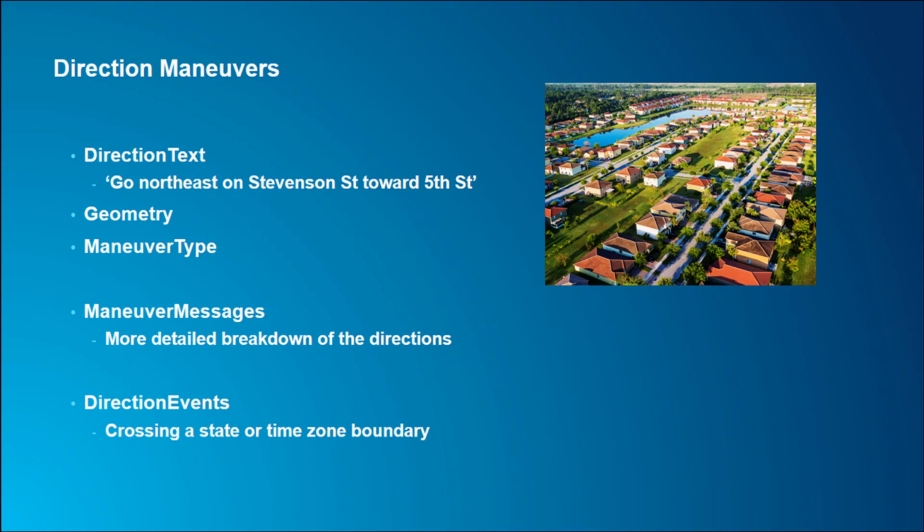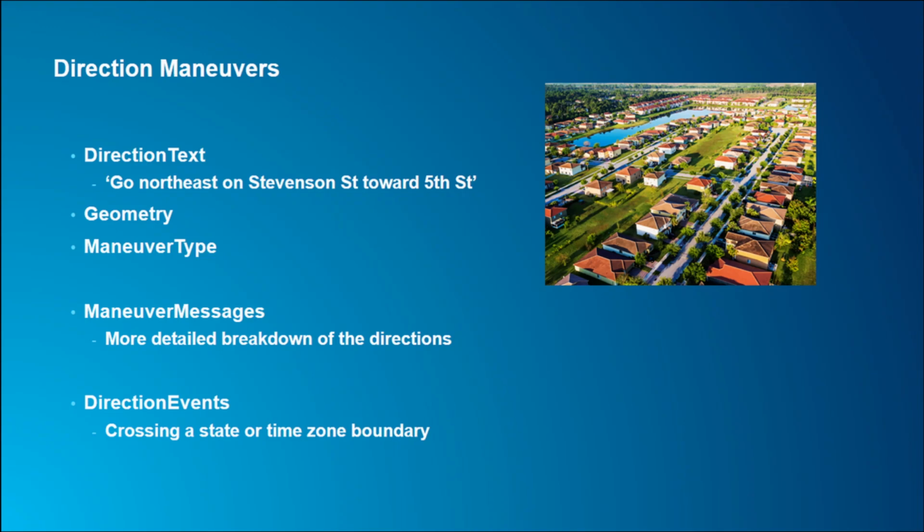You also have geometry, so each direction object that comes back in a list has an associated geometry with it. It has a maneuver type, so that might be start or stop or turn. And then those are even broken down further into maneuver messages. So these are other smaller bits of information that you could present to the user.